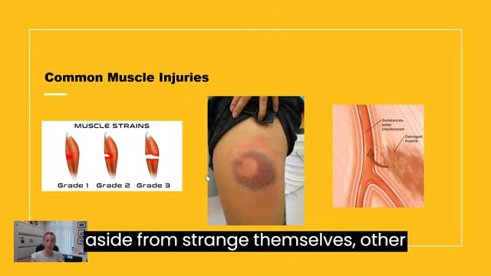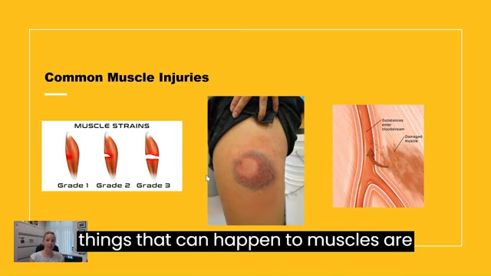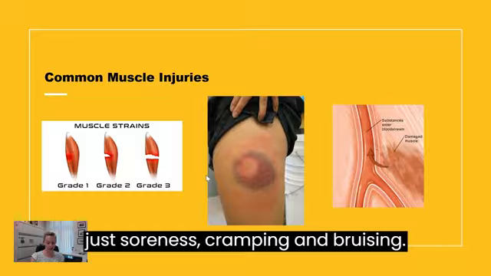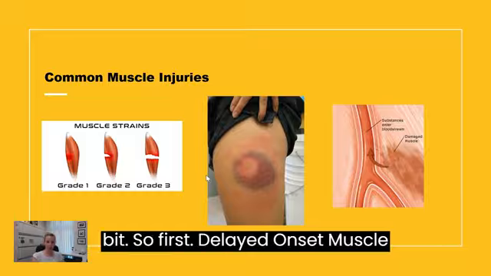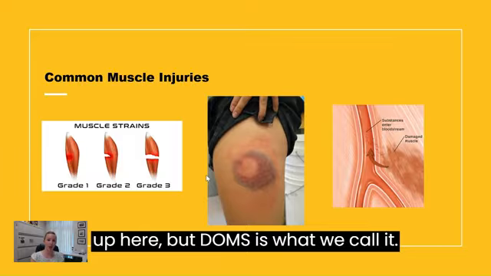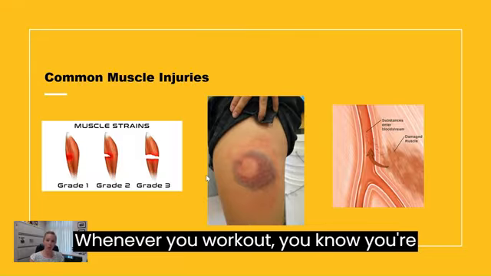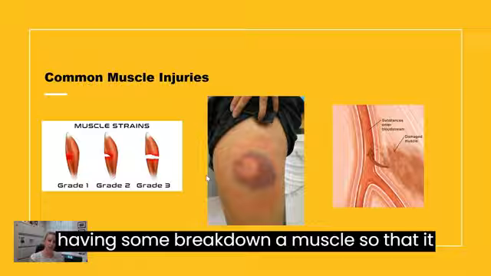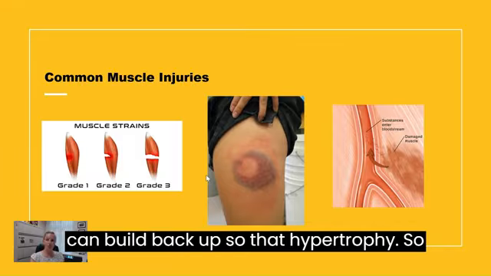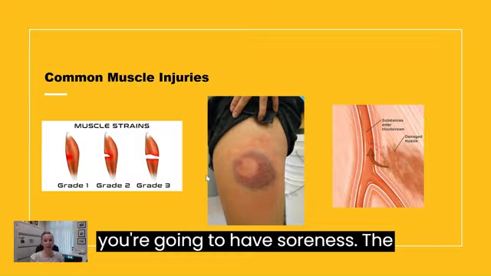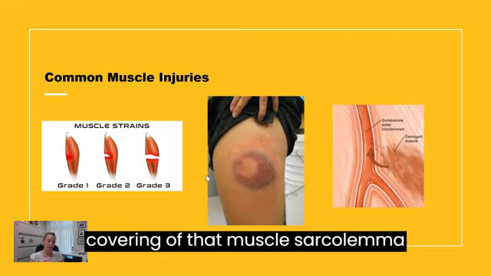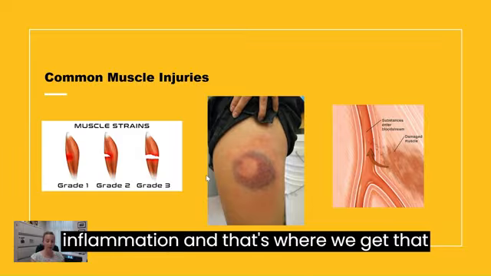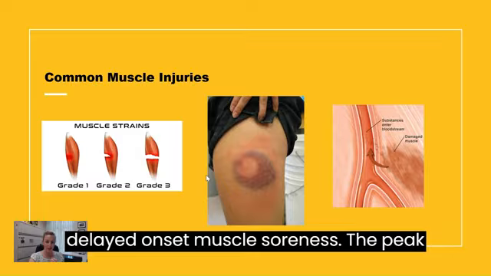So aside from strains themselves, other things that can happen to muscles are just soreness, cramping, and bruising. We're going to talk about these a little bit. So first, delayed onset muscle soreness. I don't have a picture of that up here, but DOMS is what we call it. Whenever you work out, you're having some breakdown of muscle so that it can build back up, so that hypertrophy. So you're going to have soreness. The covering of that muscle, the sarcolemma, is going to be sore and have some inflammation, and that's where we get that delayed onset muscle soreness.